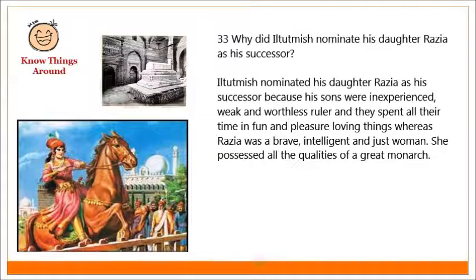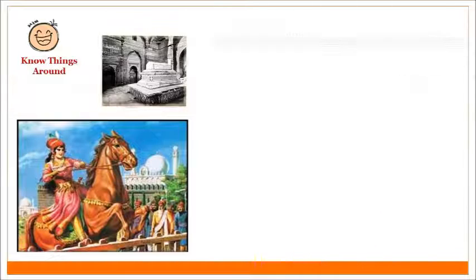Why did Iltutmish nominate his daughter Raziya Sultana as his successor? Iltutmish nominated his daughter Razia as his successor because his sons were inexperienced, weak, and worthless rulers, and they spent all their time in fun and pleasure loving things, whereas Razia was brave, intelligent, and just. She possessed all the qualities of a great monarch.